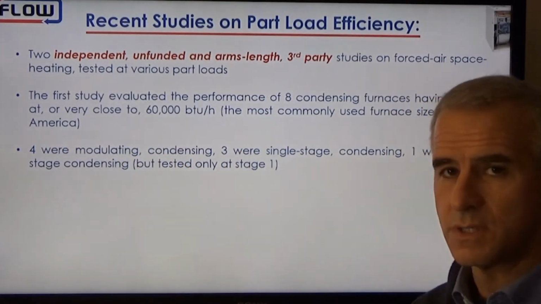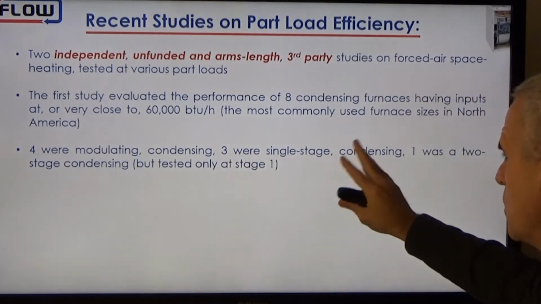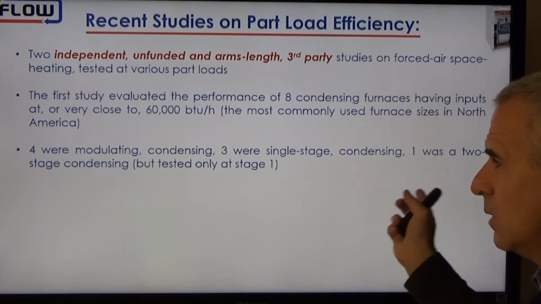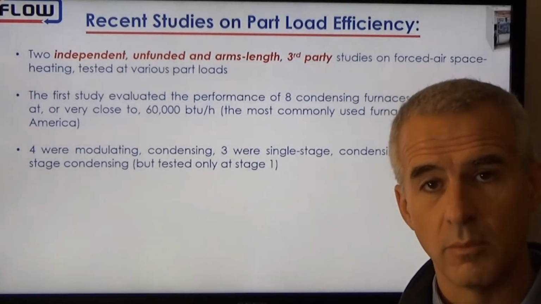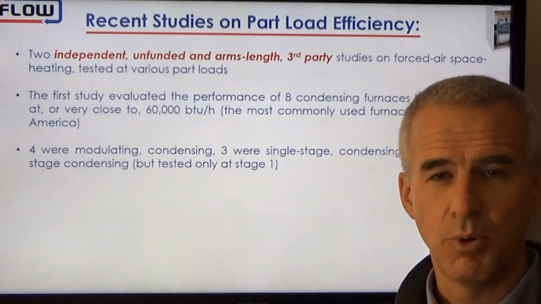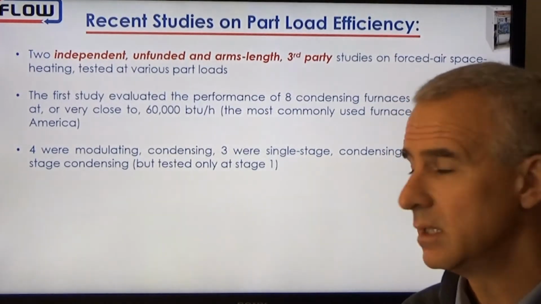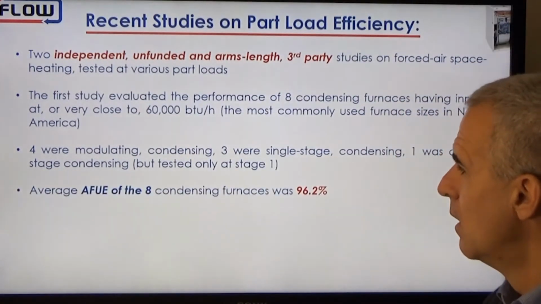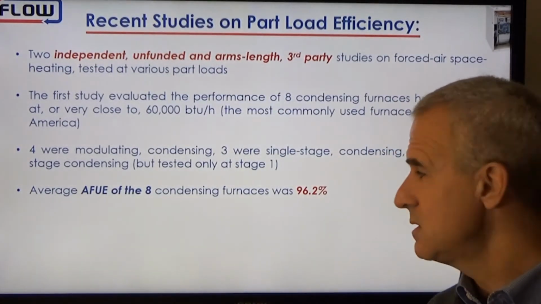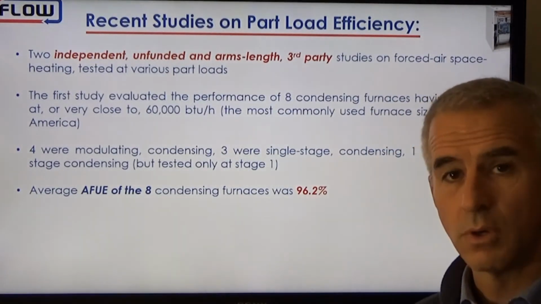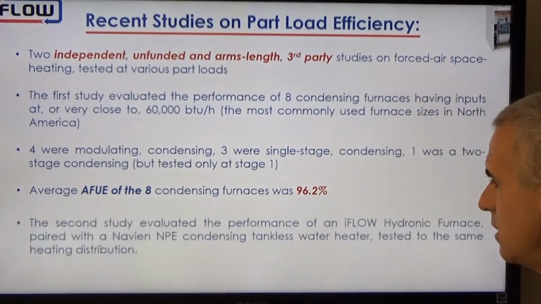4 of the 8 furnaces were modulating condensing furnaces, so very high end. 3 were single stage condensing, and 1 was a 2-stage condensing, but tested at stage 1, that lower minimum input, because we're testing to part load, so we want to make sure we're testing its efficiency at the lower end. The average AFUE of those 8 furnaces was 96.2. So again, these aren't low efficiency units. They are all very high efficiency units.